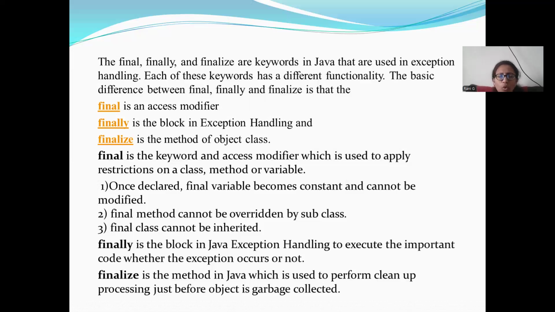Next are the throw and throws keywords. Throw is the keyword we use to explicitly throw an exception in a program. Next is the throws keyword. The throws keyword is used in the method signature. Next, the finally block: whether an exception occurs or not, the finally block will be executed compulsorily.